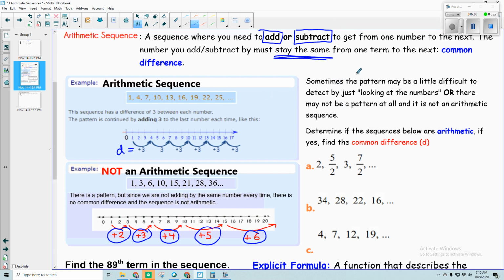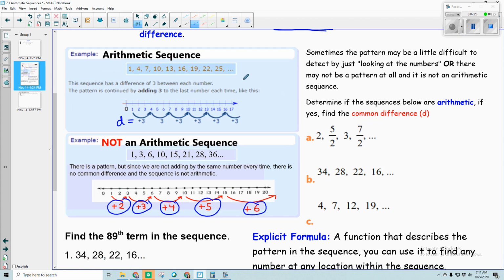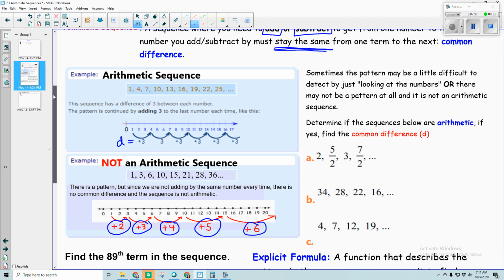Okay, so sometimes the pattern may be a little bit difficult to detect just by looking at the numbers, or there may not be a pattern at all, and it's not arithmetic. It's not an arithmetic sequence. So what we're going to do right now is determine if the sequences below are arithmetic, and if yes, find the common difference. So I want you to pause the video, try these 3 out, and then see what you come up with in just a minute, okay?